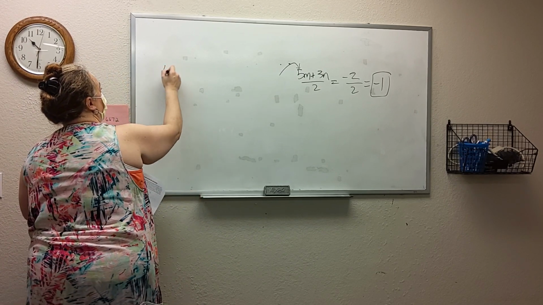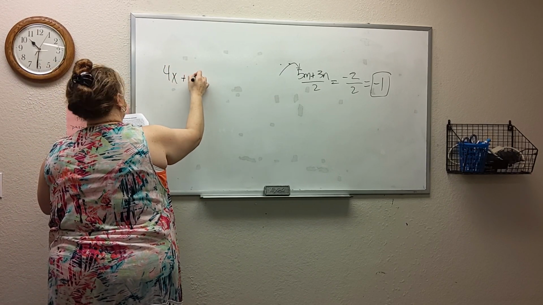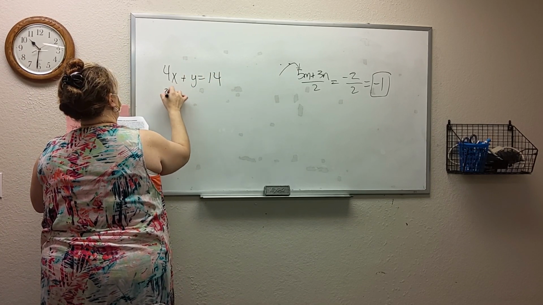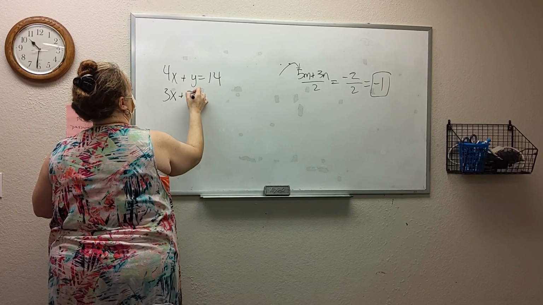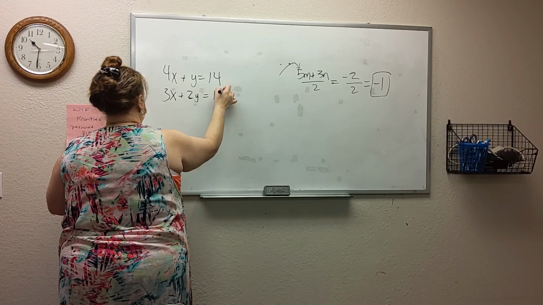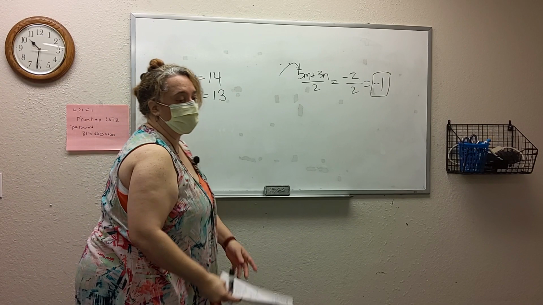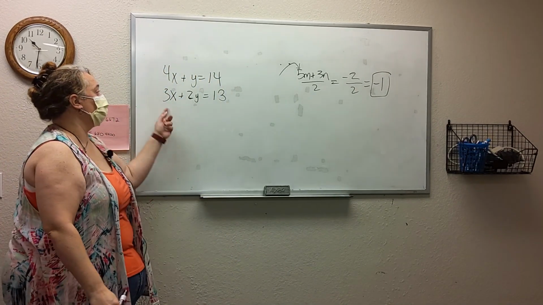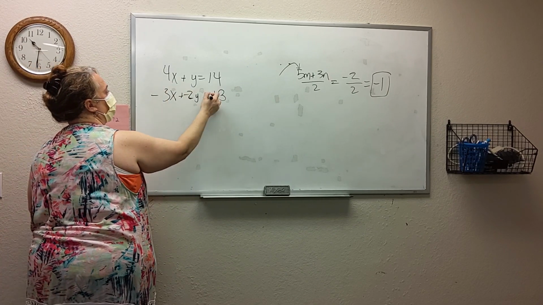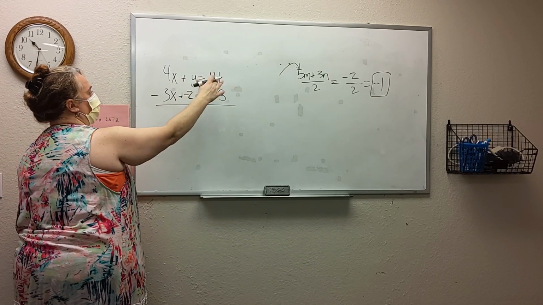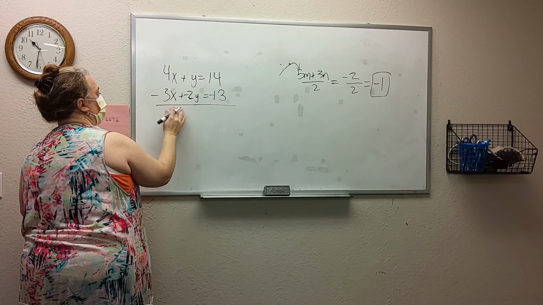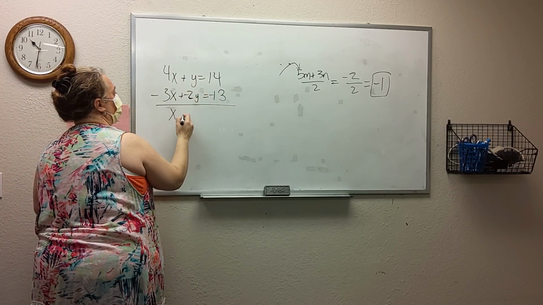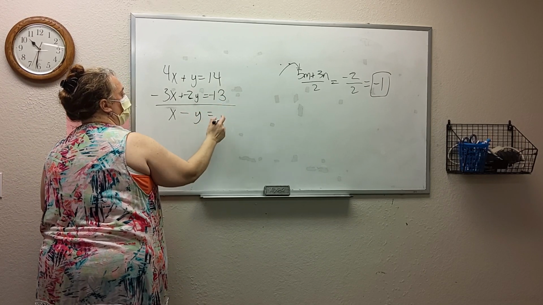All right, cool. Again, I'm not going to think about this. 3x plus 2y equals 13. My goal is to get x minus y. Should I add or subtract? Subtract. Okay, if I'm going to subtract, I'm going to change all the signs. And then I'm just going to combine down. 4x minus 3x is not 2. 4x minus 3x is x. y minus 2y is negative y. 14 minus 13 is 1.